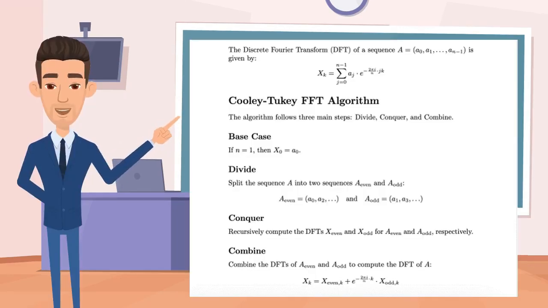This process leverages the fact that the DFT of a sequence can be expressed in terms of smaller DFTs. It's a brilliant use of the divide and conquer strategy, allowing for faster computation, especially for large data sets. And it's not just about speed. By reducing computational complexity, FFT enables real-time processing of signals and images. Crucial for applications that require instant analysis and feedback, like live audio processing or real-time medical imaging.